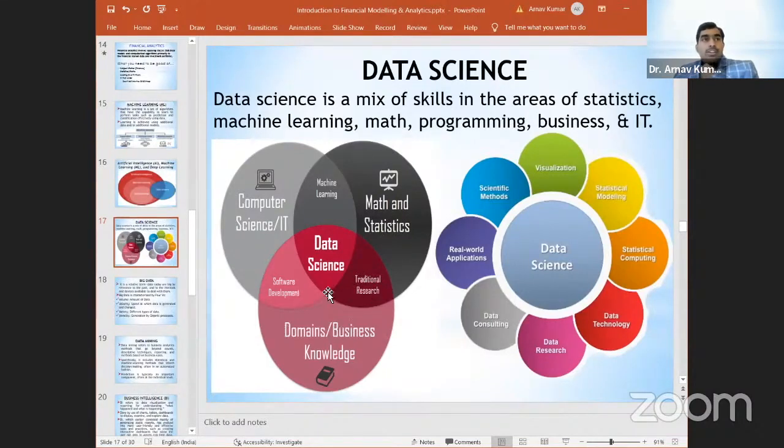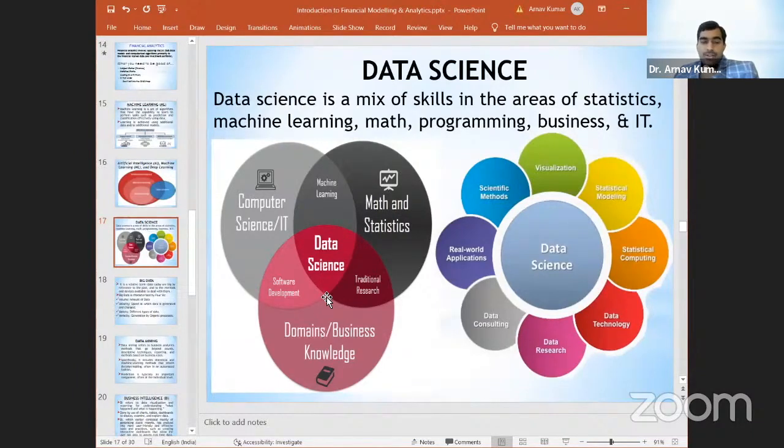Then, if the domain knowledge goes with computer science and IT, we have the entire software, IT and IT-enabled services industry. Then they go into software development. And when domain business knowledge, computer science techniques, and maths and stats, meaning computer science software, algorithms, and maths and stats, all three converge, then we have the field of data science.